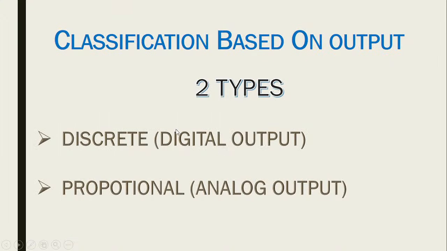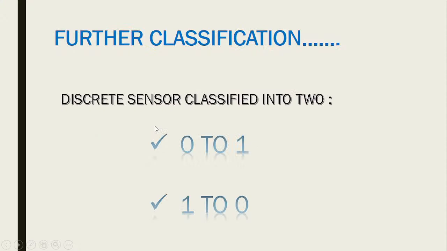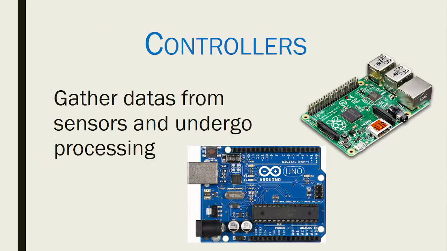There are two types of sensors, discrete and proportional sensors. Discrete means digital sensors, and proportional means analog sensors. Then controllers and devices gather data from the different sensors, which we have already discussed.